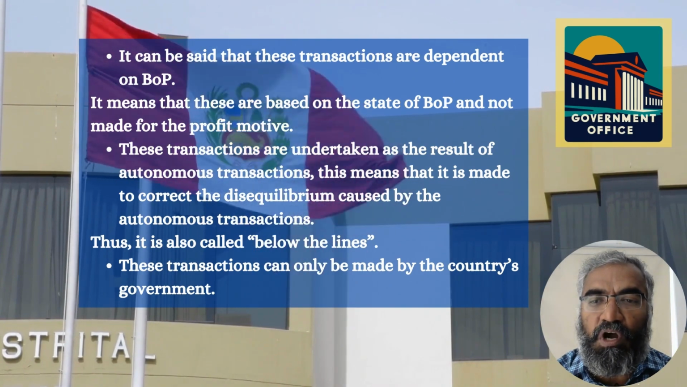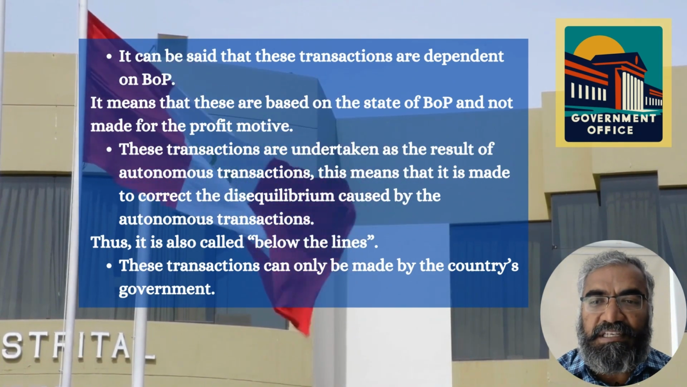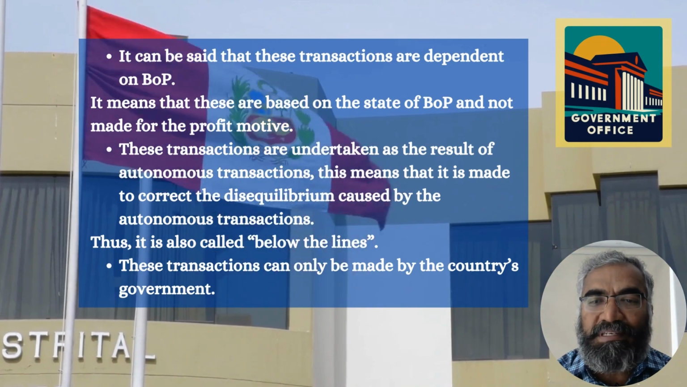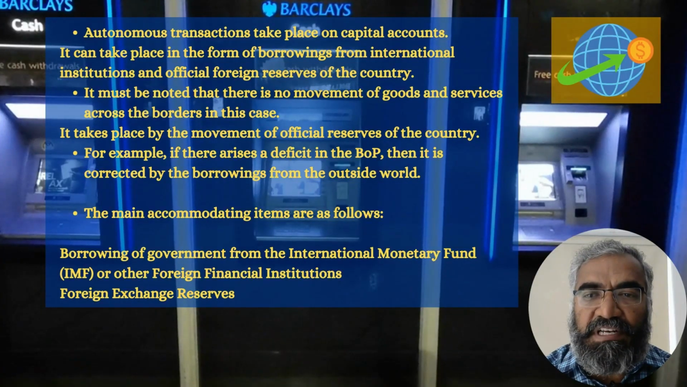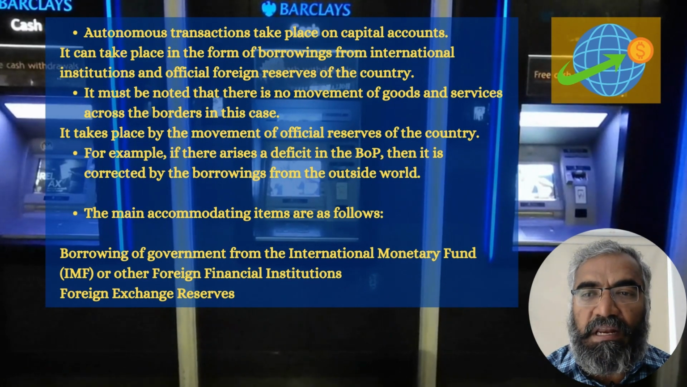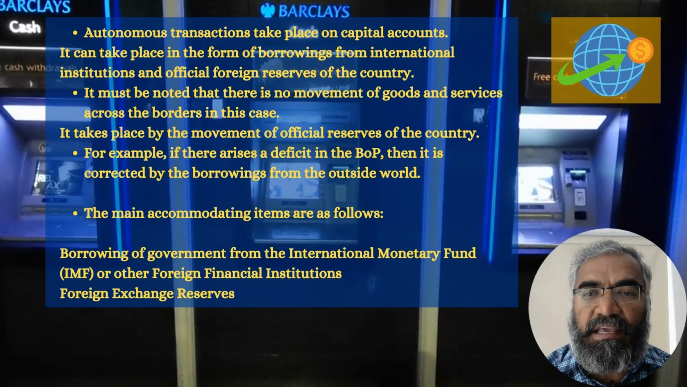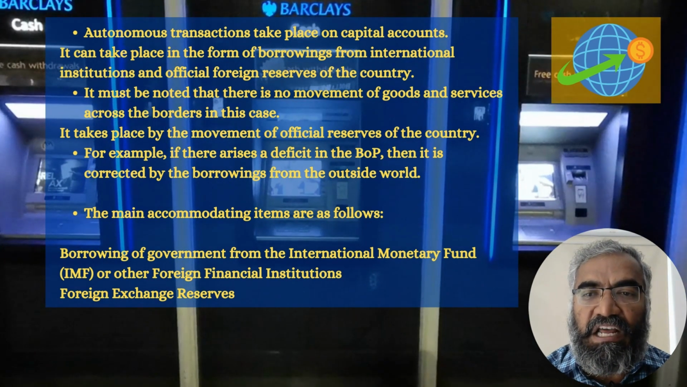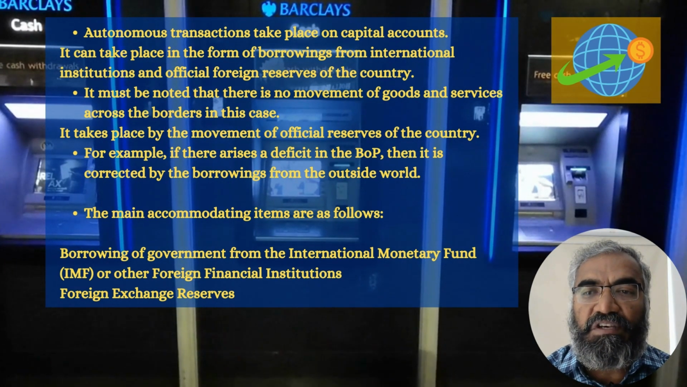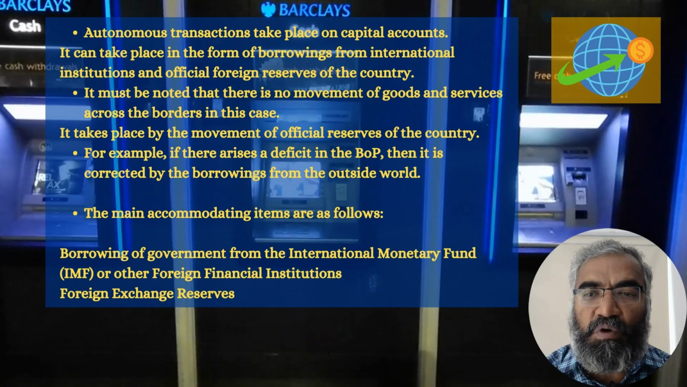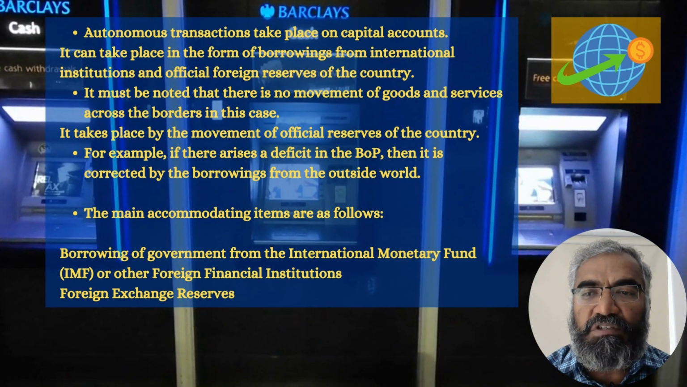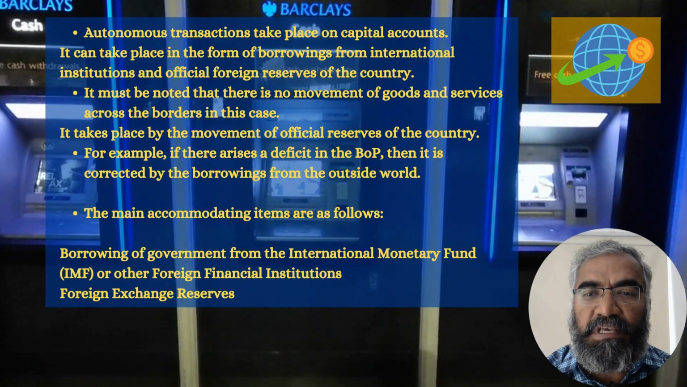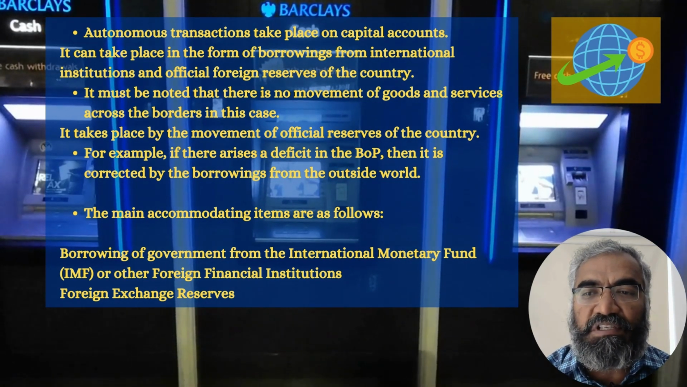Thus, it is also called below the line. These transactions can only be made by the country's government. Accommodating transactions take place on capital accounts. They can take place in the form of borrowings from international institutions and official foreign reserves of the country. It must be noted that there is no movement of goods and services across the borders in this case. It takes place by the movement of official reserves of the country.